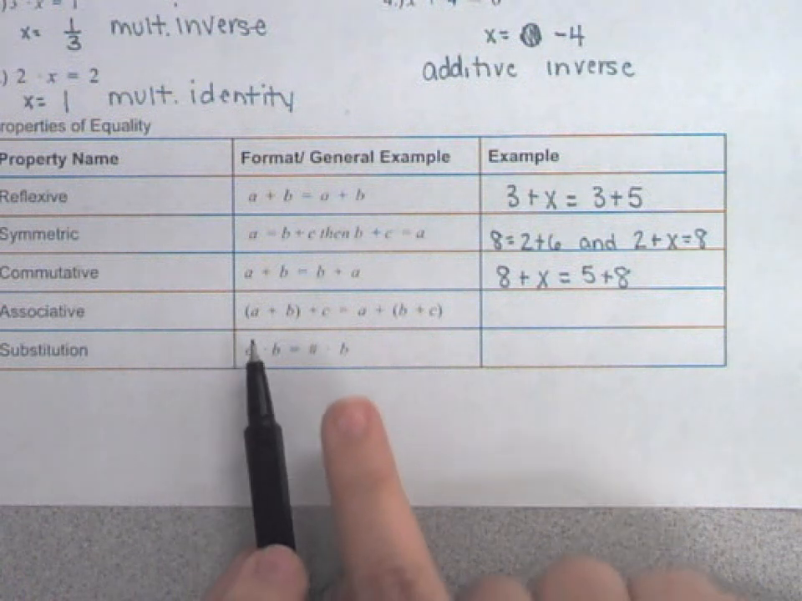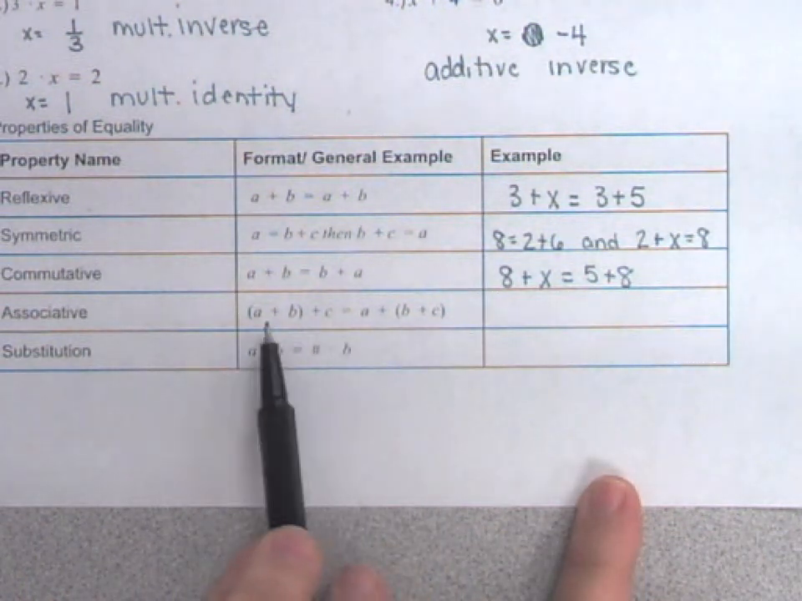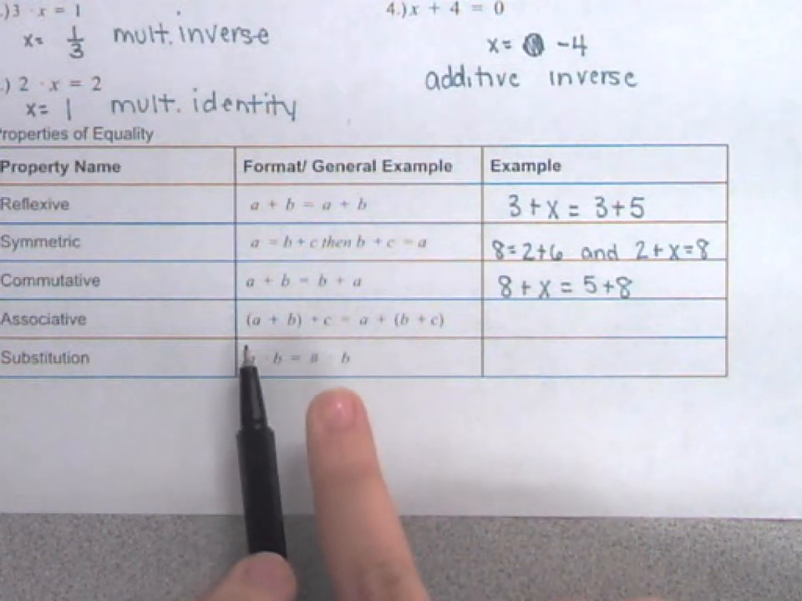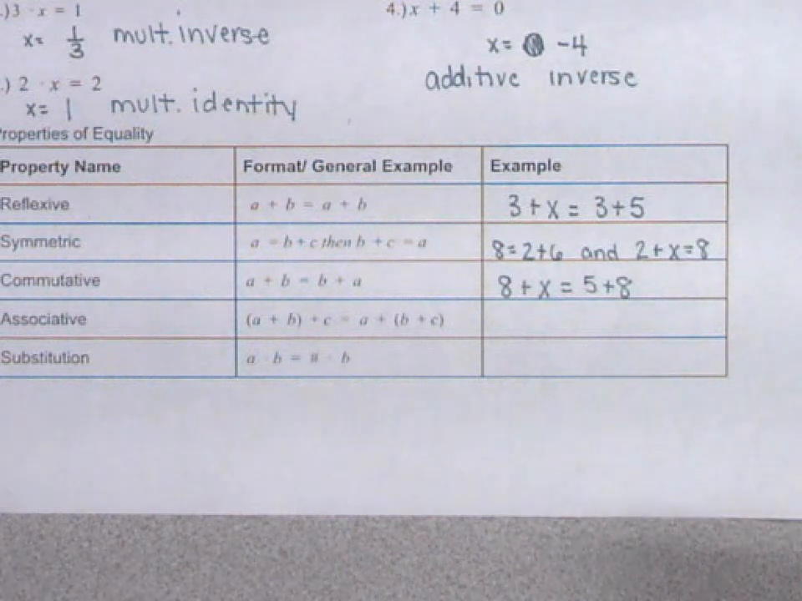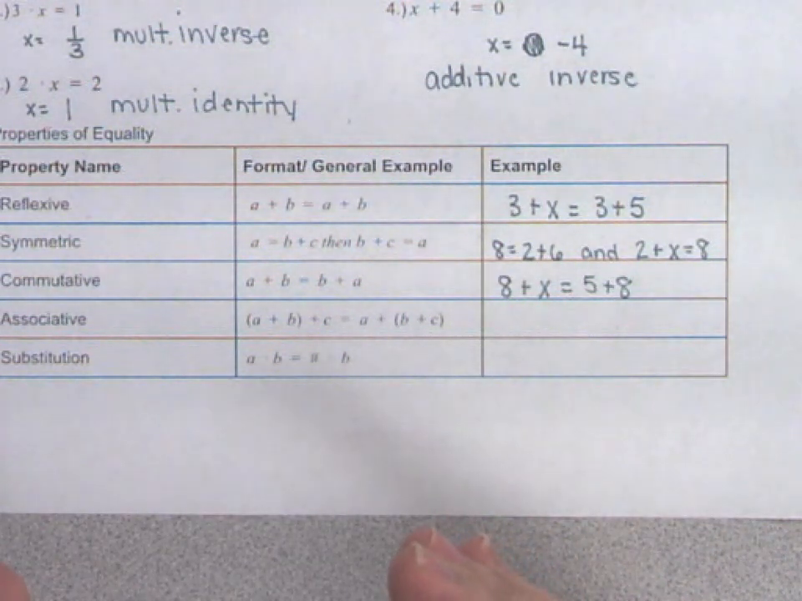Associative. Before you even look at it, see how it says A, B, C on both sides of the equal sign? The A's, B's, and C's are in the same order. The only difference is where the parentheses are. On the left side, the parentheses are around the A and the B. Those guys are going to go together first. But on the right side, B and C are going to go together first.